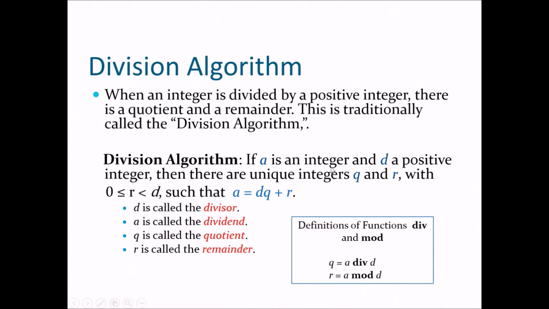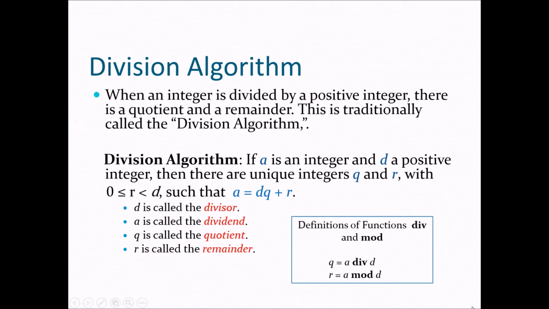If A is an integer and D a positive integer, then there are unique integers Q and R, with R lying between 0 and D. R is greater or equal to 0, R can be 0, but R is less than D, such that A is equal to DQ plus R. Here, D is called divisor, A is called dividend, Q is called quotient, R is called remainder.